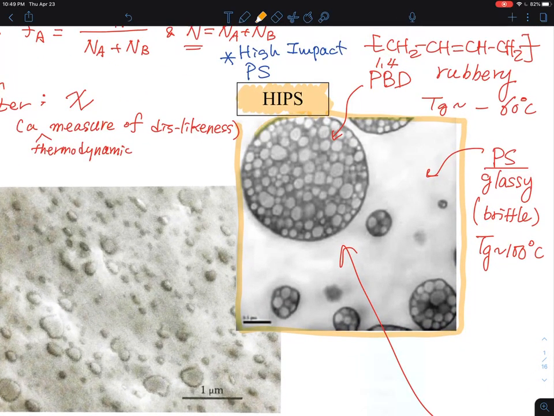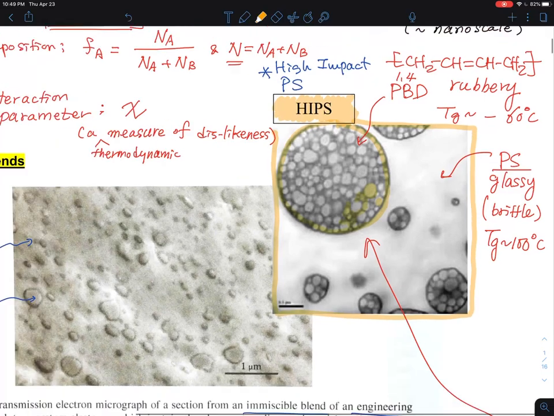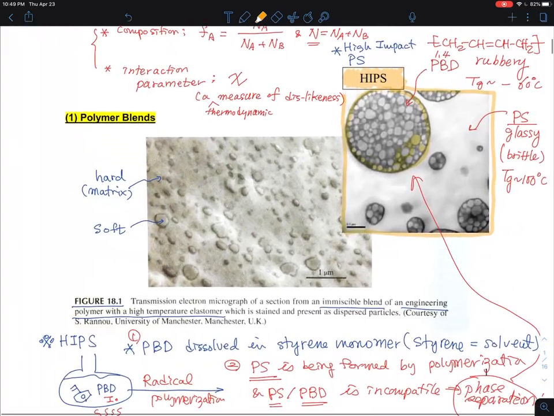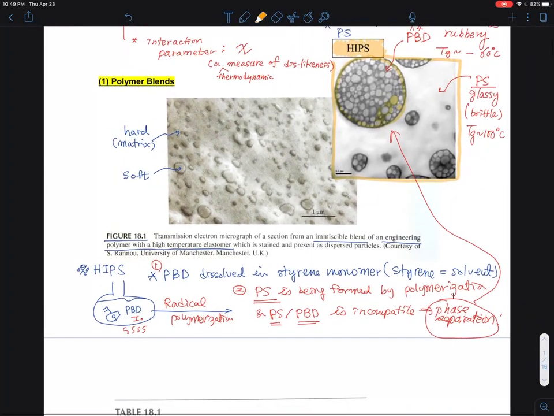If you look at the structures of butadiene, it's almost like little bubbles of bubbles, right? You are seeing that this is a polystyrene, and the dark one is a polybutadiene. This is actually a much more complicated process than just simple phase separation. And I would like to make a little comment on that before I close this session.